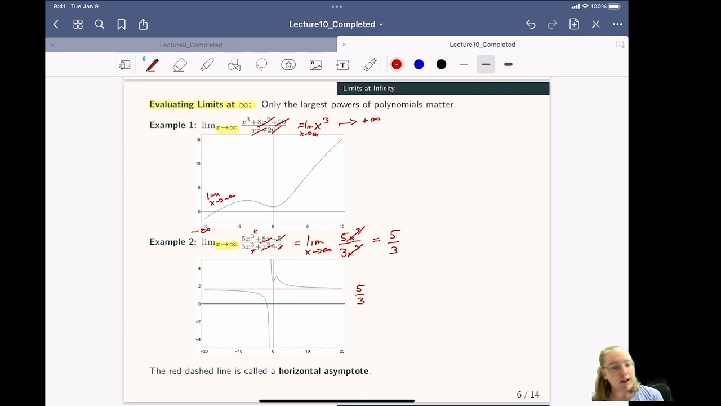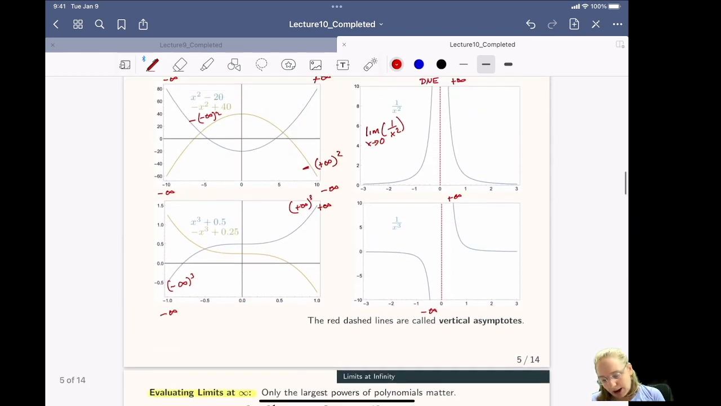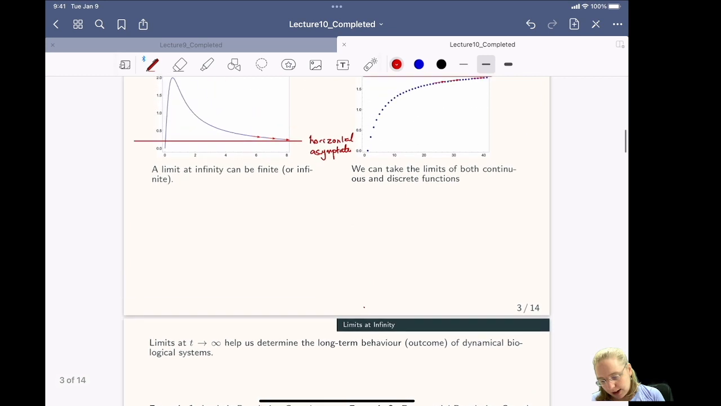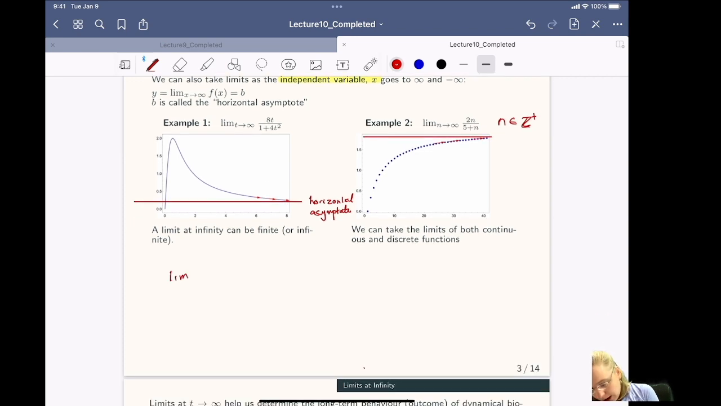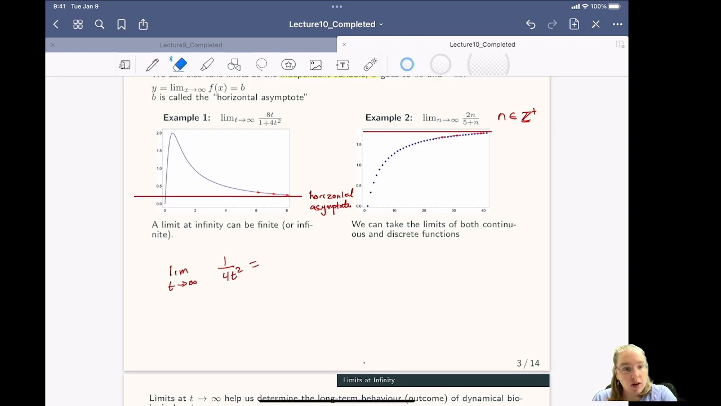and so our horizontal asymptote is 5/3. All right, so let's go back up to those limits that we had in the previous section, where we said that we would come back to them once we knew how to take the limits as the independent variable goes to infinity. So what is our highest power in this ratio here? Well, the highest power is a t squared and everything else drops out. So this is the same thing as saying we take the limit as t goes to infinity of 1 over 4t squared.